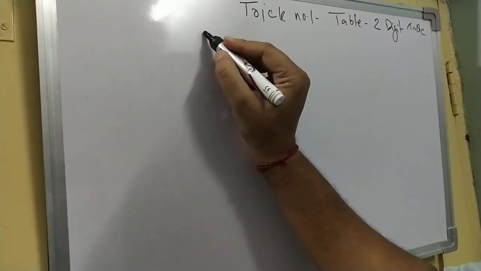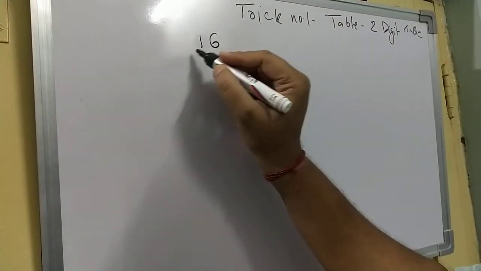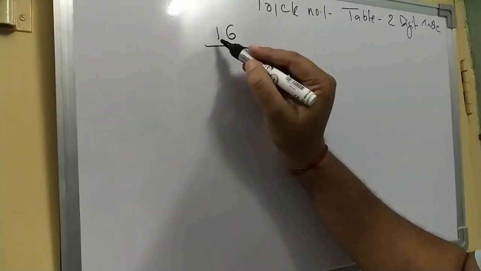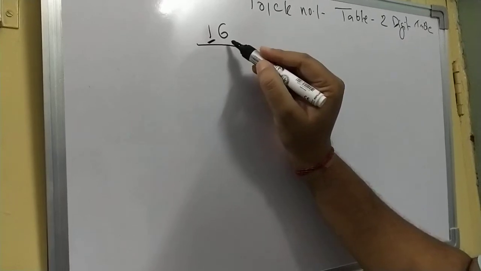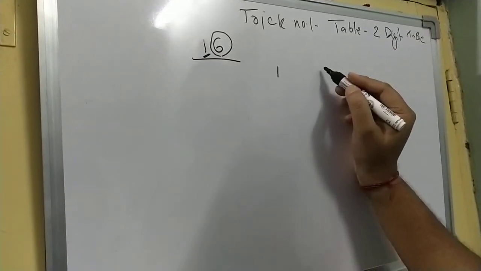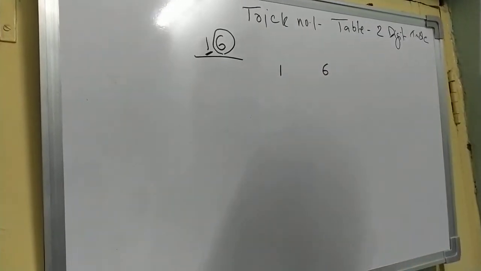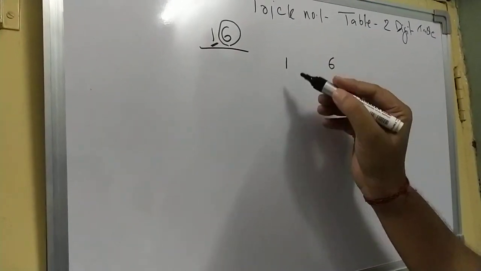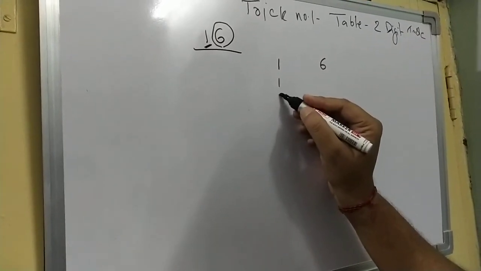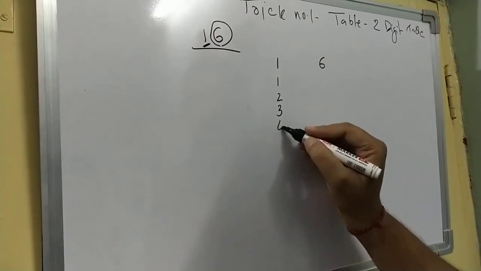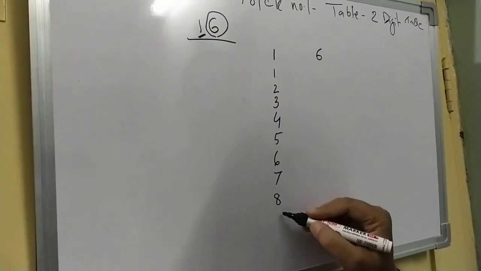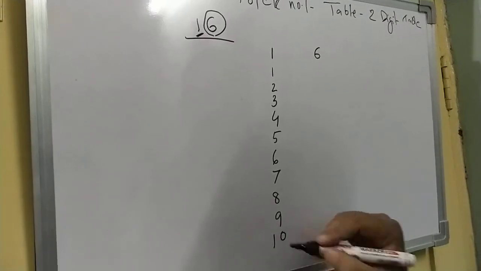So let us take a quick example. For example, if I want to find out the table of 16, so what I do? It's very simple. The 2 digits in 16 are 1 and 6. So let us write 1 and 6 in this way. Now we will write quickly the table of 1. So 1 ones are 1, 1 twos are 2, 3, 4, 5, 6, 7, 8, 9 and 10.